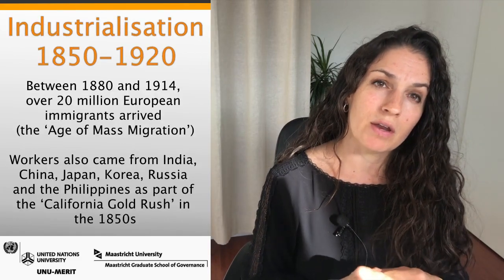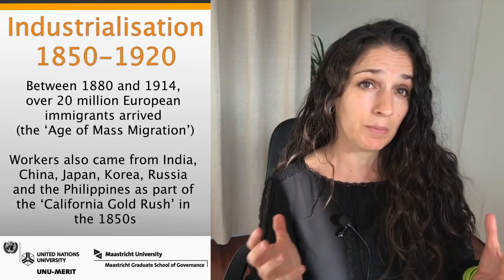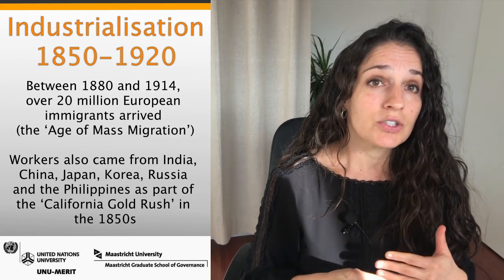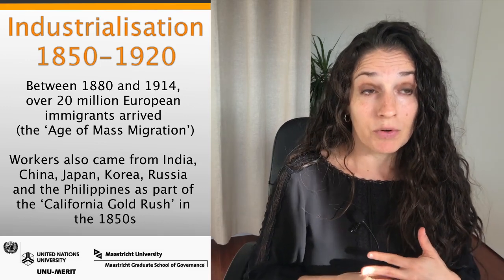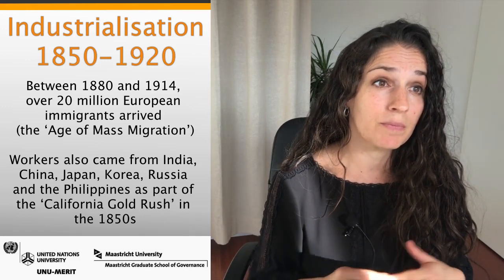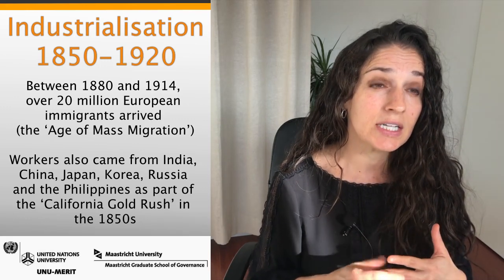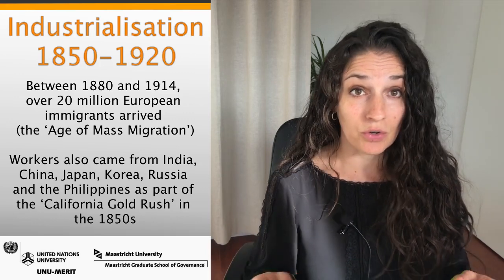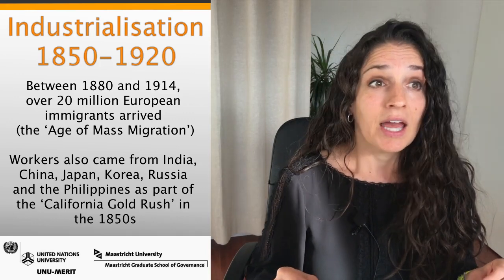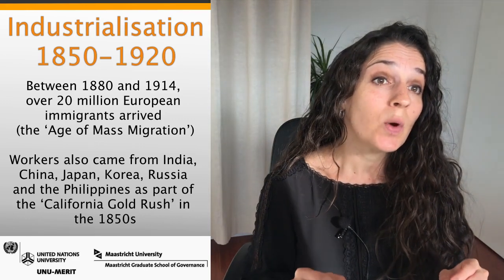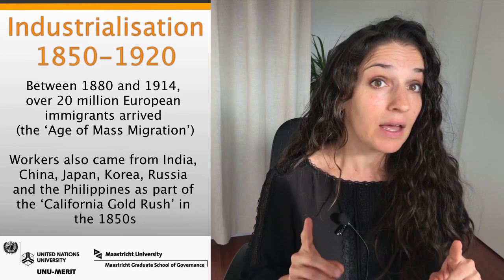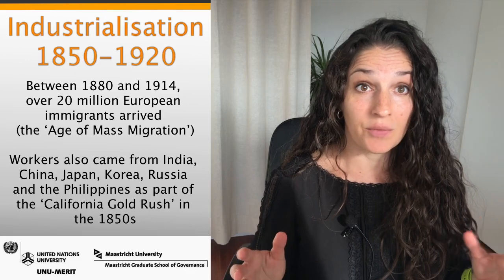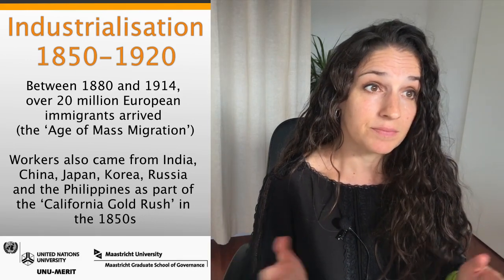Now, if we move on to the period of industrialization, so here I'm talking about a period mainly from around the 1850s to the 1920s, we actually saw very large immigration during this period. Particularly from 1880 to around 1920, this is often called the age of mass migration to the United States. Specifically, between 1880 and 1914, about 20 million European immigrants arrived in the United States, at a point in time when the US had around 75 million residents.